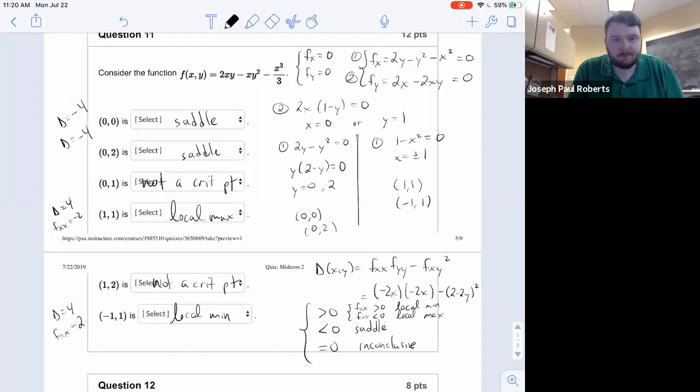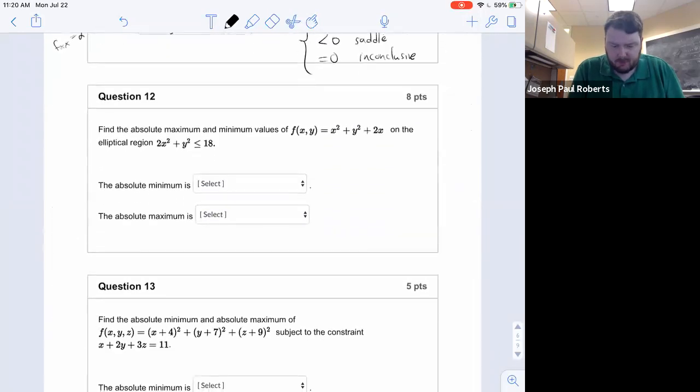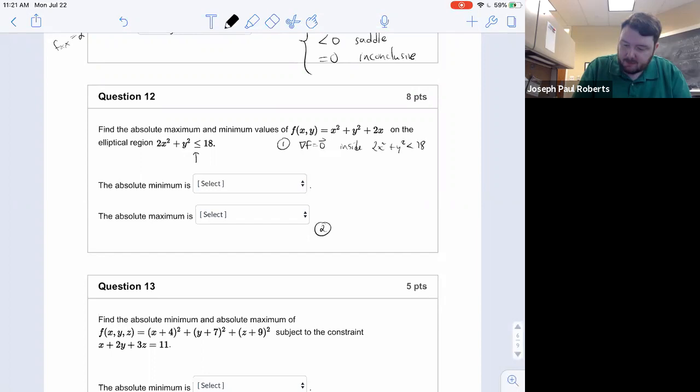All right. Next one, find the absolute max and min of this function on the elliptical region. If we had said 2x squared plus y squared equals 18, then you would only be doing Lagrange multipliers. But because of this less than or equal to, it's really a two-step process, where first you're looking for the gradient to be 0 inside 2x squared plus y squared less than 18. And then the second step is Lagrange on 2x squared plus y squared equals 18.